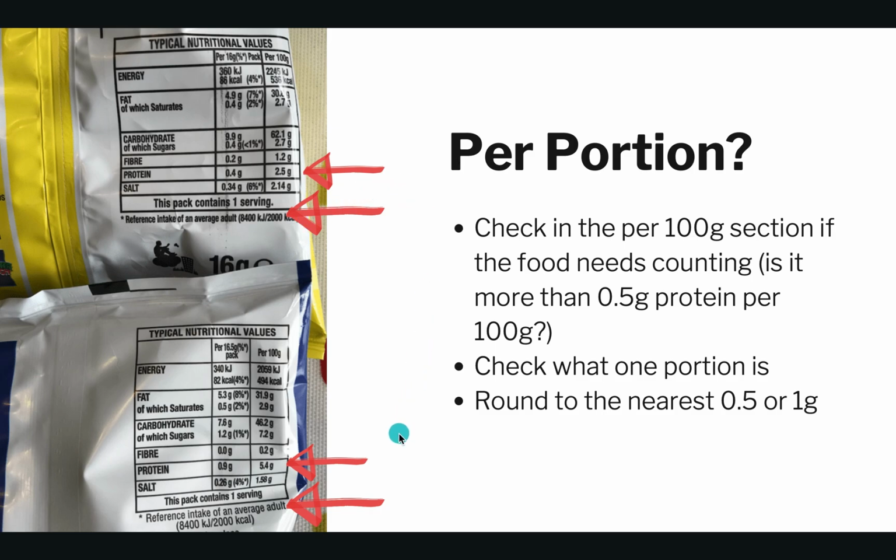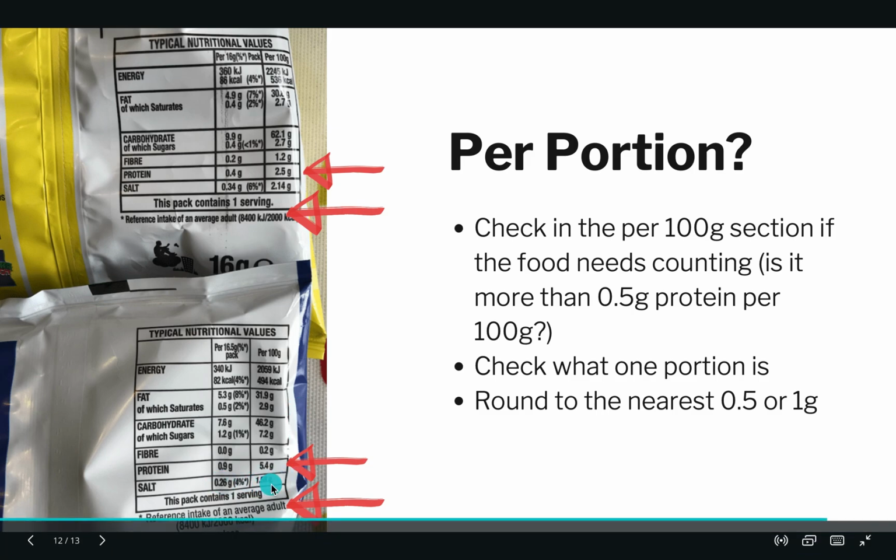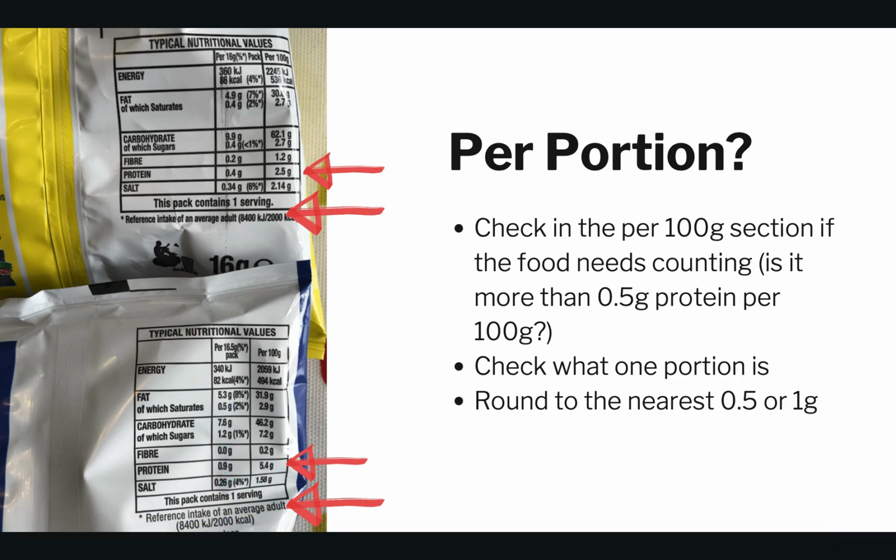And again, for the second packet of crisps, per 100 grams, there's 5.4 grams of protein, so we need to count it as exchanges. We can check that this packet contains 1 serving. We look at the serving here and we can see that the protein is 0.9, so we'll round that to 1 gram or 1 exchange. So that packet is 1 exchange.